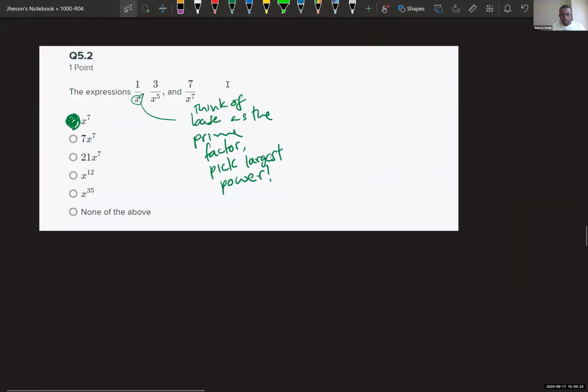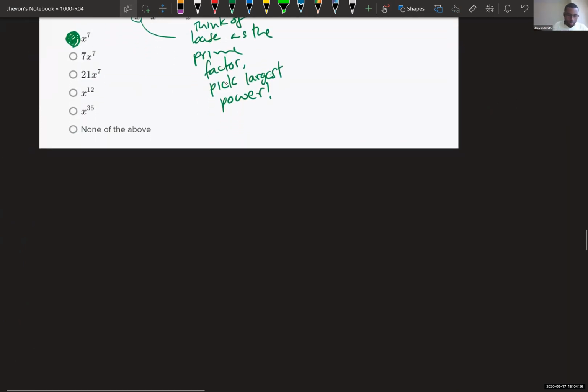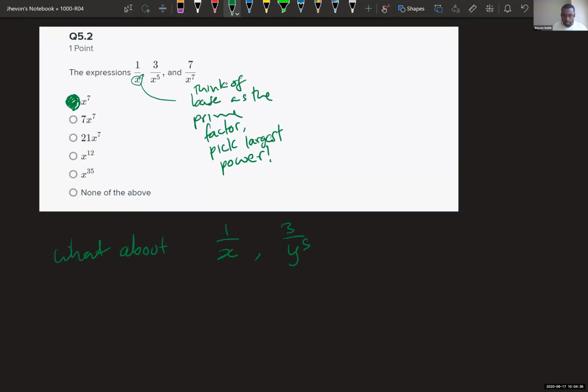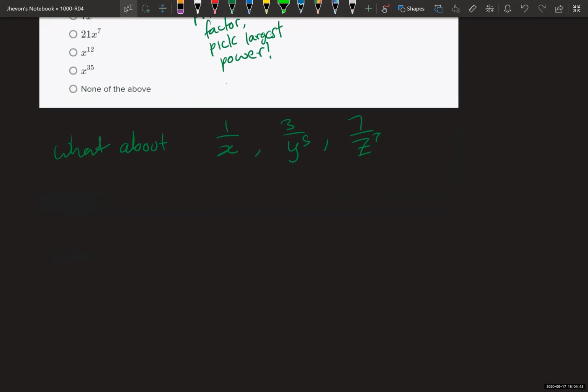So you're asking what about 1 over x, something like 3 over y to the fifth, and something like 7 over z to the seventh? Does that apply? Yeah. So what are the primes? I'm talking about x, y, and z. So then the LCD would be each of those multiplied together, but you raise them to the highest power to which they appear.